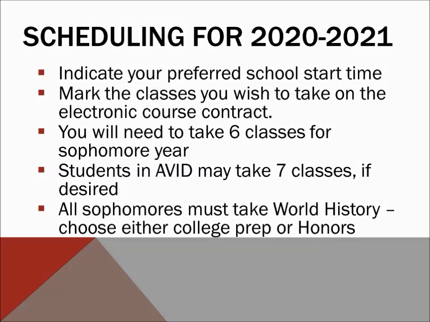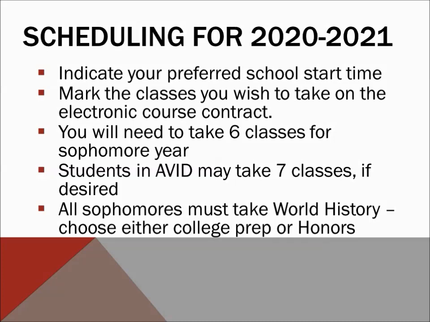The majority of students will take a 2 through 7 because we have more offerings during that time of the day. However, if you are a student who does need a first period class, you can request that by checking the 1 through 6. We understand that AVID students have a full schedule because AVID takes a spot, and so students in AVID may take 7 classes if desired.